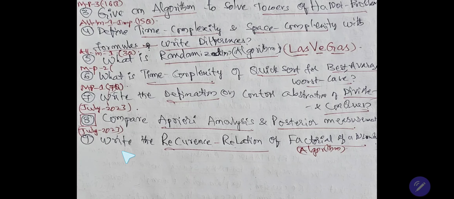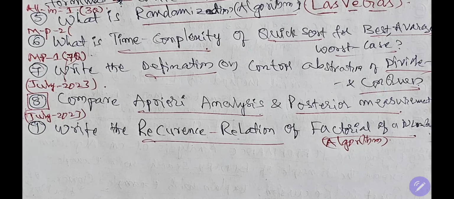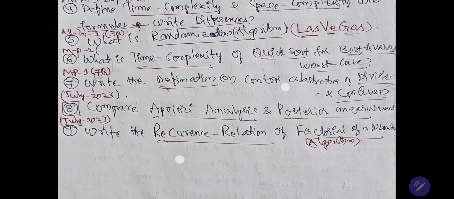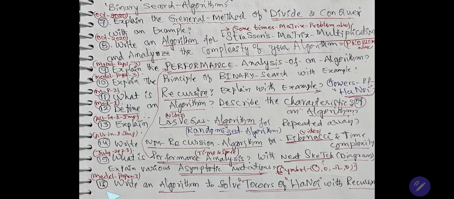And the last short marks question is: write the recursion relation of factorial of a number, or algorithm. You need to write factorial of the given number, right? These are 9 short marks questions, and I wrote 16 here, 16 essay questions. Some are repeated, and this is the syllabus, right? And we will see the answers.